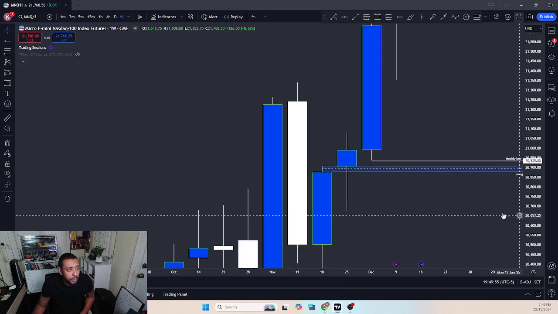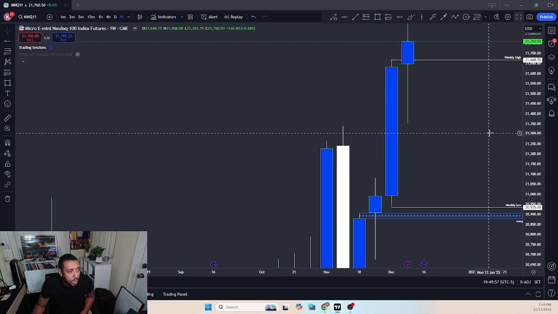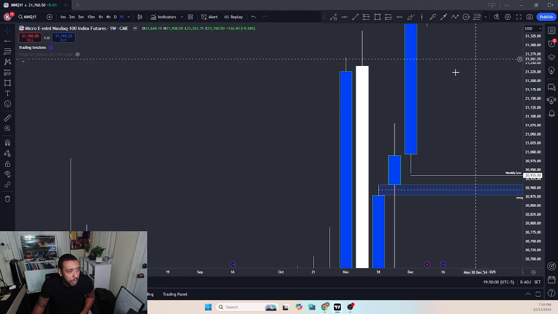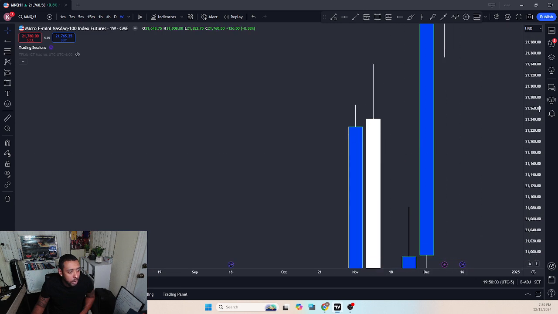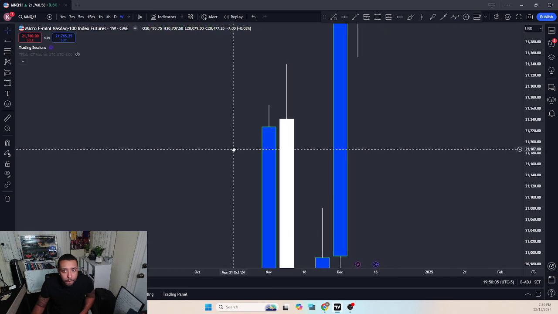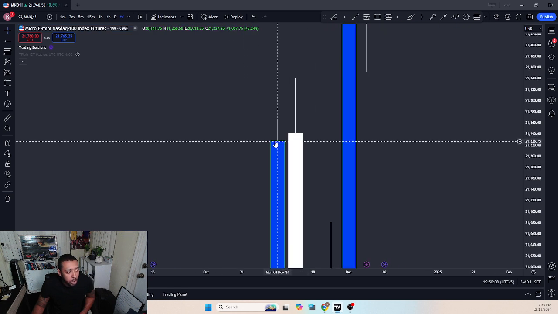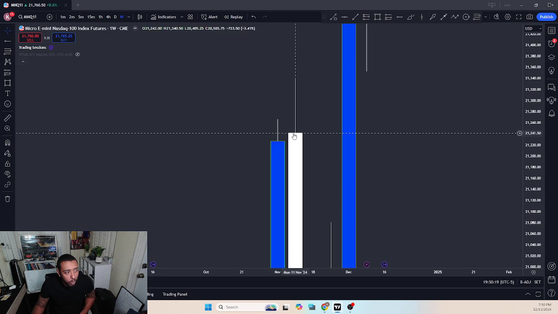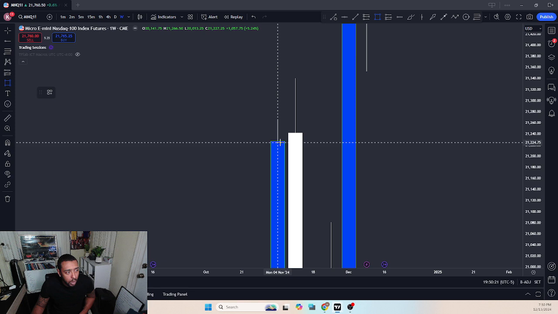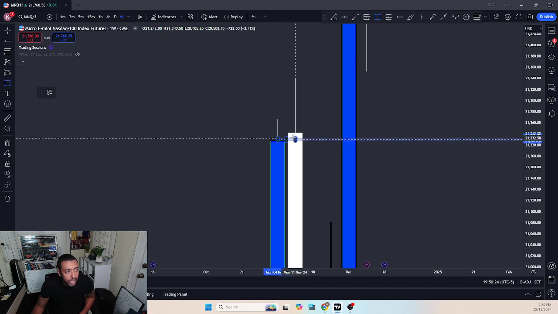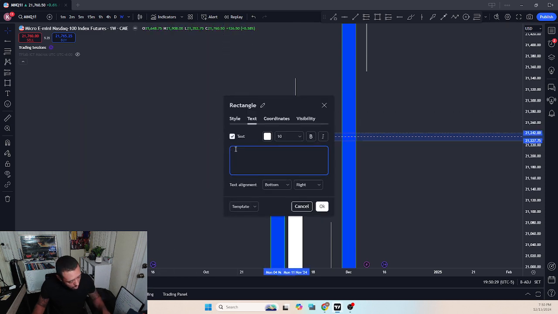And then I look anywhere else. Are there any other gaps? There's one right here. Look, this bullish candle closed right here and it opened up here, leaving a gap between the close of this week and the open of this week. These are the key levels, key PD arrays that I look for. New week opening gap. And I do this every day.